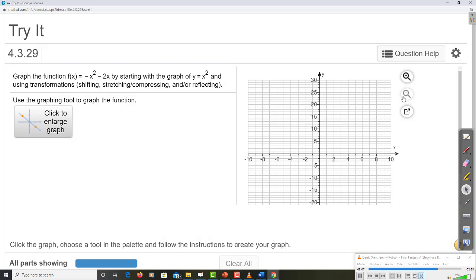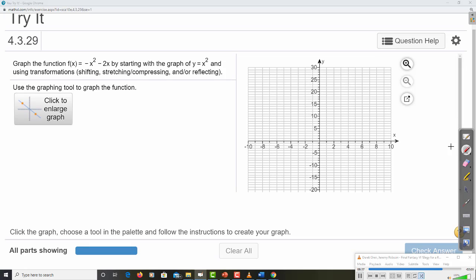So let's do an exercise. This is based on problem 29 from our textbook. We have negative x squared minus 2x, and we're going to use the graphing tool to graph the function. Well, there are two real methods of doing this. We're going to just do completing the square for this attempt, but we'll look at some other methods later. So, I guess we have to do some work before we can plug it in. We have f of x equals negative x squared minus 2x.